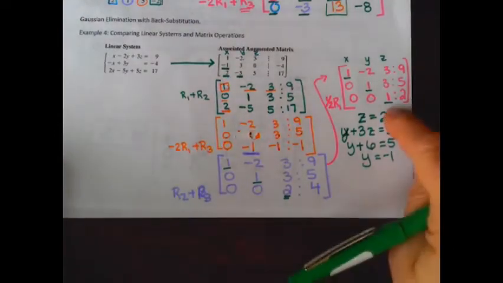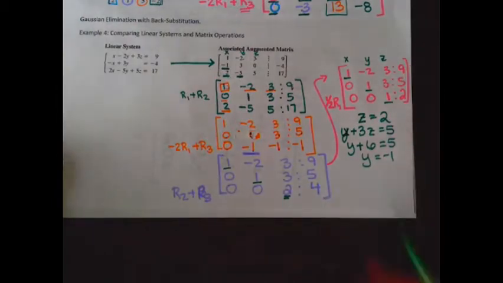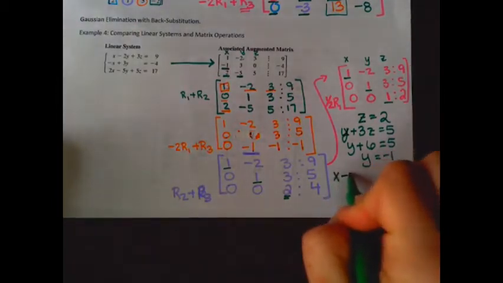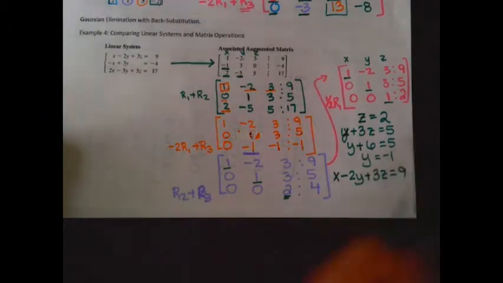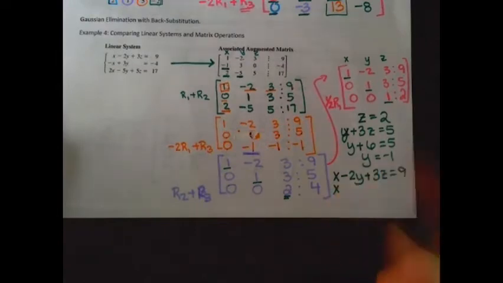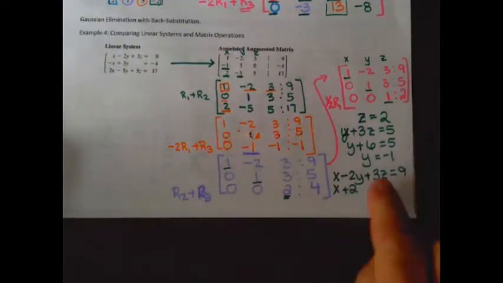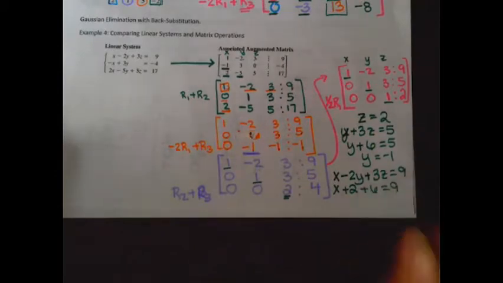And then if I know what z and y are, can I use the first equation to find my x? Yeah, because we have x minus 2y plus 3z equals 9. So x, a -2 times -1 is a +2. 3 times 2 is 6 equals 9. And when I solve, I get x is 1. So we know our point of intersection of this is 1, -1, and 2.